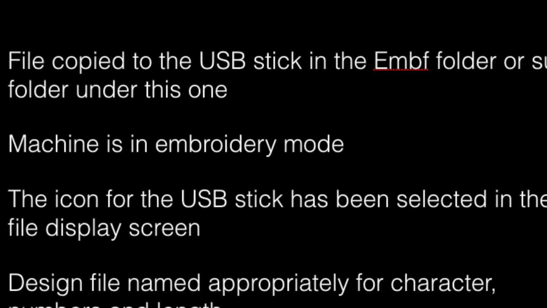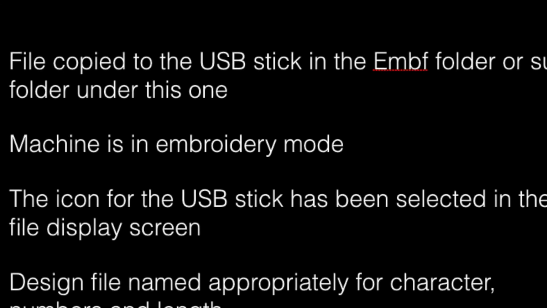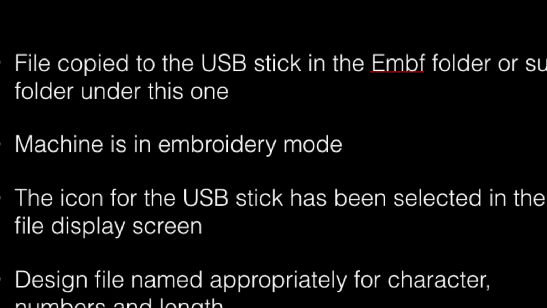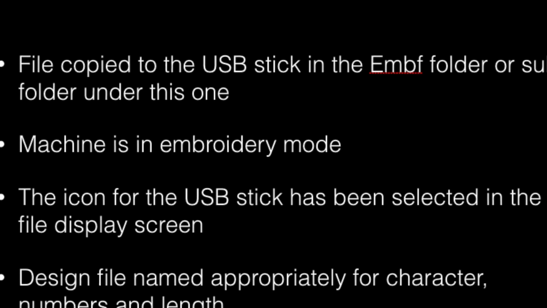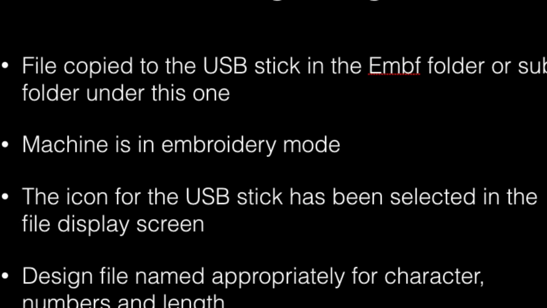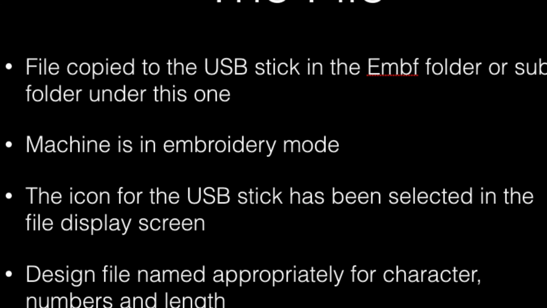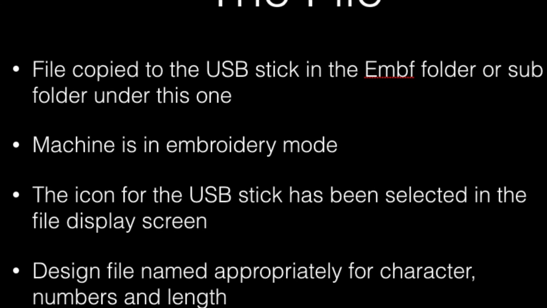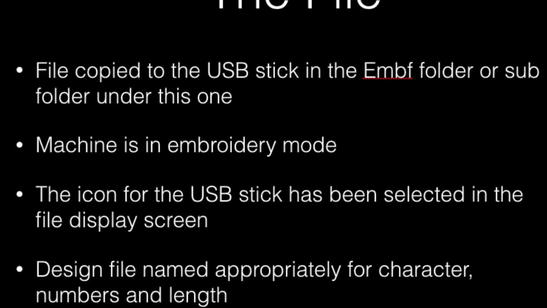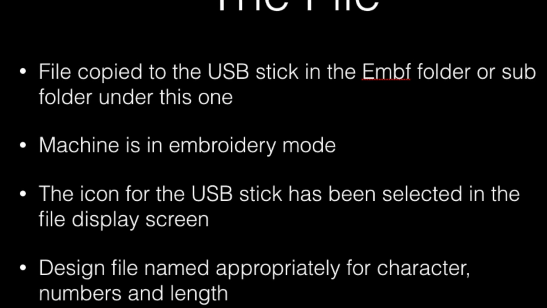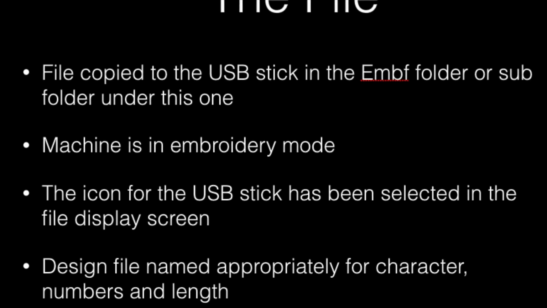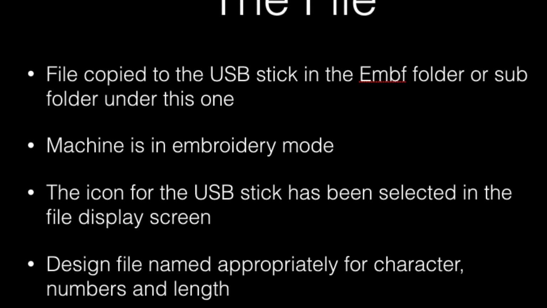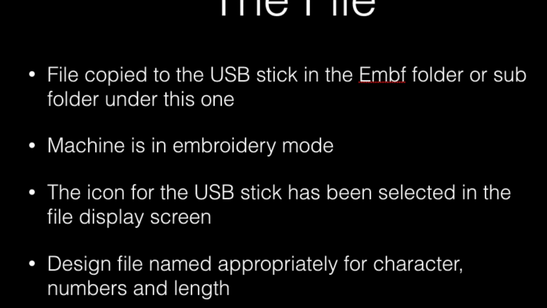So assuming that the stick is formatted and ready to go, you will need to make sure that the file is copied into the right folder on the USB stick, and that your machine is in embroidery mode when you try to find it, and that you've also pressed the USB icon in the file mode on your machine. And the file name can't be anything but numbers and characters, and I believe the length is limited to 8 characters in length. So if it's too long, it won't show up.